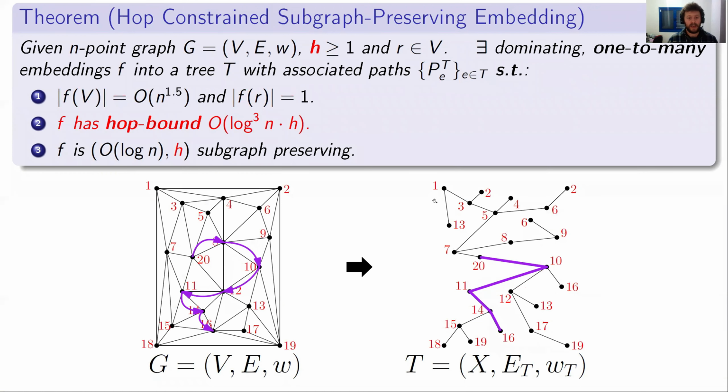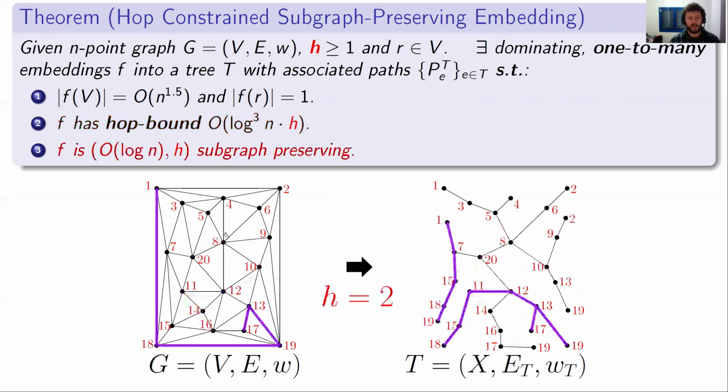Next, F has hop bound at most log cube n times h. That is, the associated path of every pair of copies has at most log cube n times h hops. And finally, F is log n h subgraph preserving. That is, every subgraph in G has some subgraph in the tree with similar weight and such that vertices which are close in the hop sense in G have copies in the same connected component in T. Okay, so this is the result.